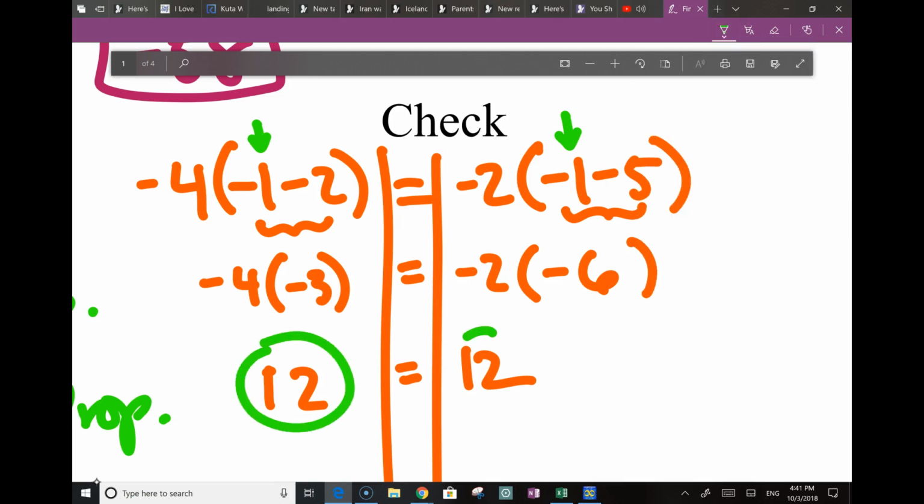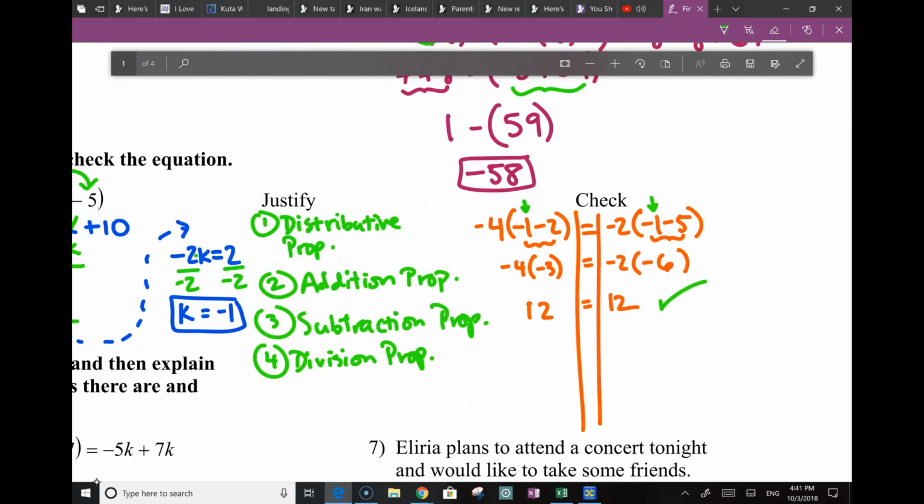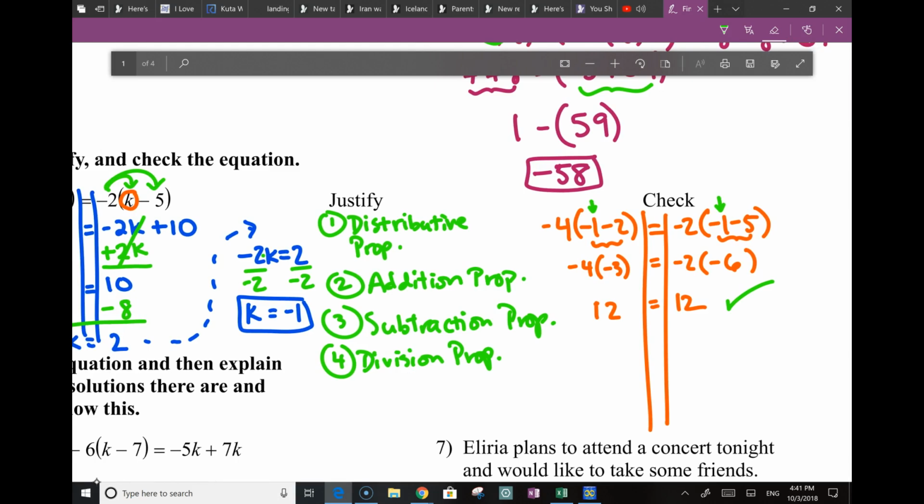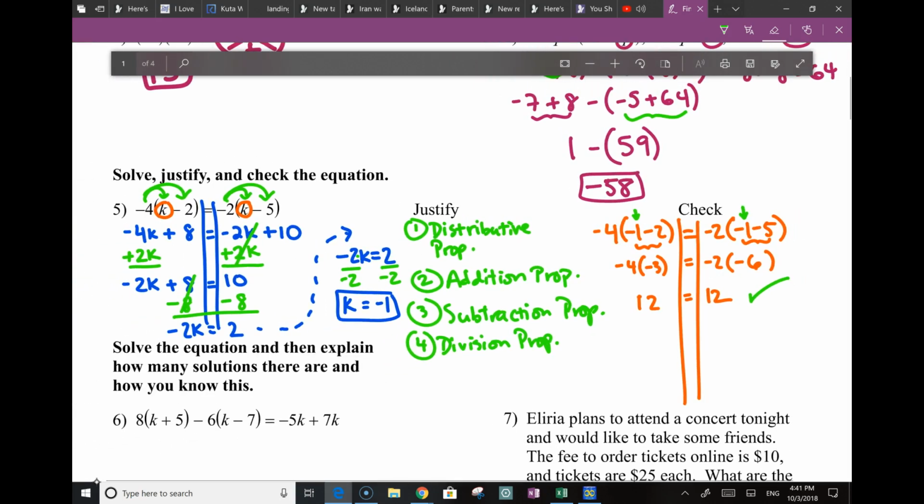And all this means is that my answer, -1, was the correct one. It was the right answer. And it's because of that answer that I was able to get what looks like a reflexive property here, 12 equals 12. If they weren't matching, what that would mean is that my answer, -1, was the wrong solution. Either that or the way I checked my answer was incorrect somewhere, and I'd have to go back and spot the mistake. Okay, so there you go, solving, justifying, and checking.